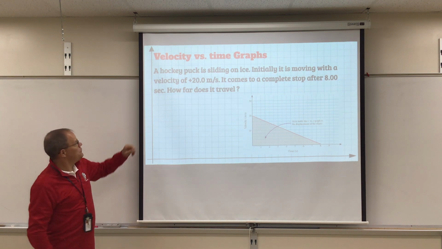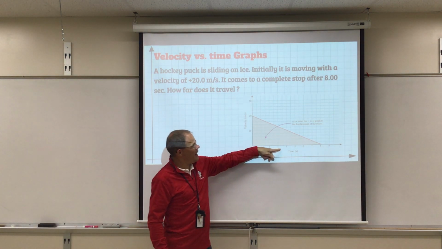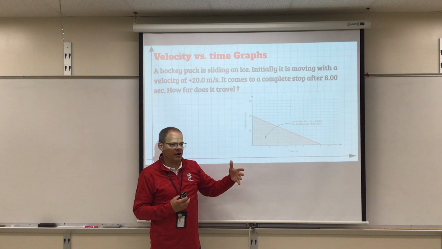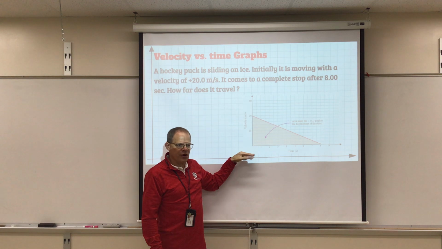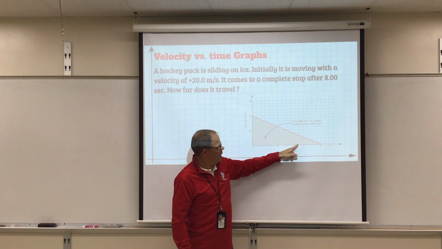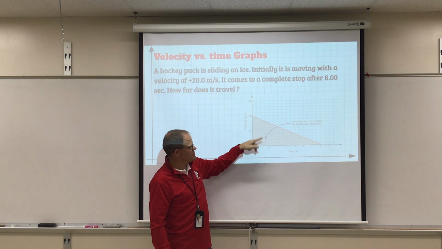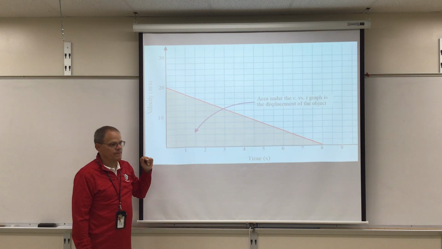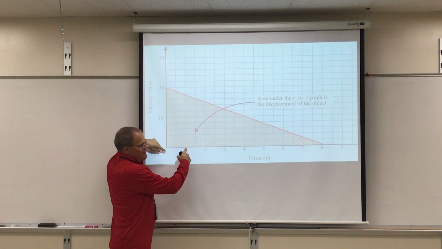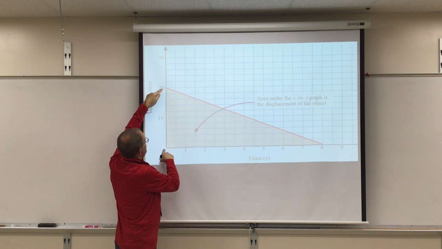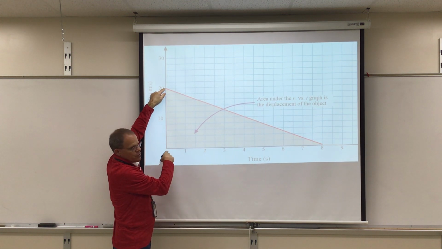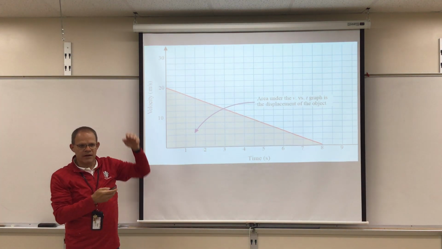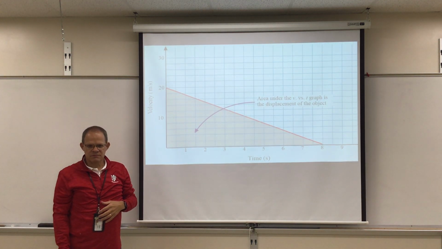But if you graph velocity versus time, the area under the graph tells you the displacement, tells you how far it goes. So what is the area of that triangle? Well, it's 1/2 the base, which is 8, times the height, which is 20. 8 times 20 is 160. Half of that? 80. It goes 80 meters.